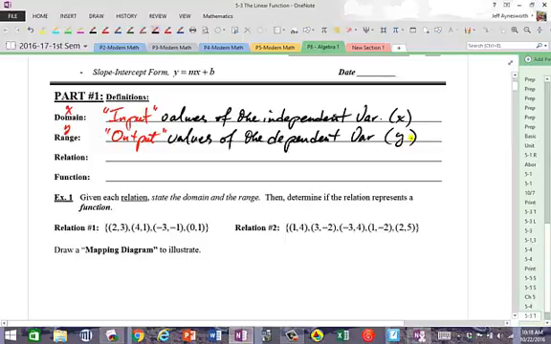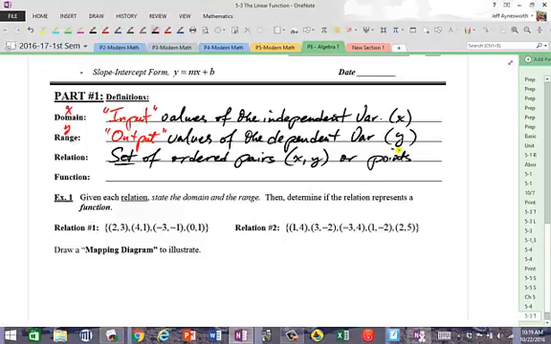Now, relation, we define that very simply as just a set of ordered pairs or points. It's a set or a collection of ordered pairs, as we're talking about (x, y), or points. And that set can have just a few points in it, or it can have an infinite set of points in it, such as a line or a graph. So it's just a set of ordered pairs.